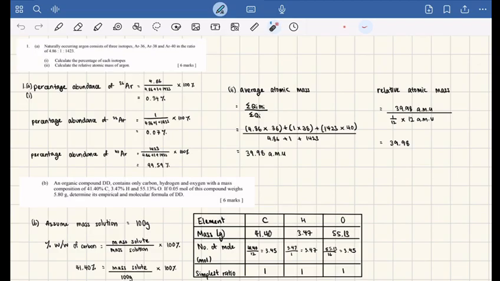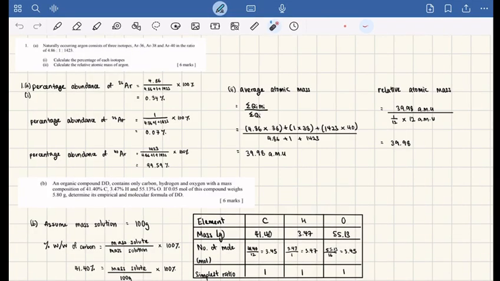Next, percentage abundance of argon 38. Again, we'll take the relative abundance, which is 1, and divide it by the total times 100%, so you'll get 0.07%. Okay, lastly, we'll do argon 40. Again, we'll take the relative abundance given, which is 1423, divide it by the total, and then times by 100%, so you'll get 99.59%.